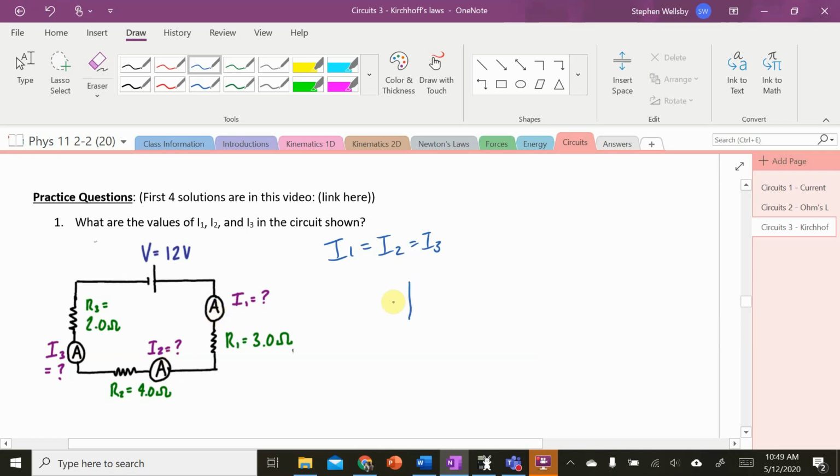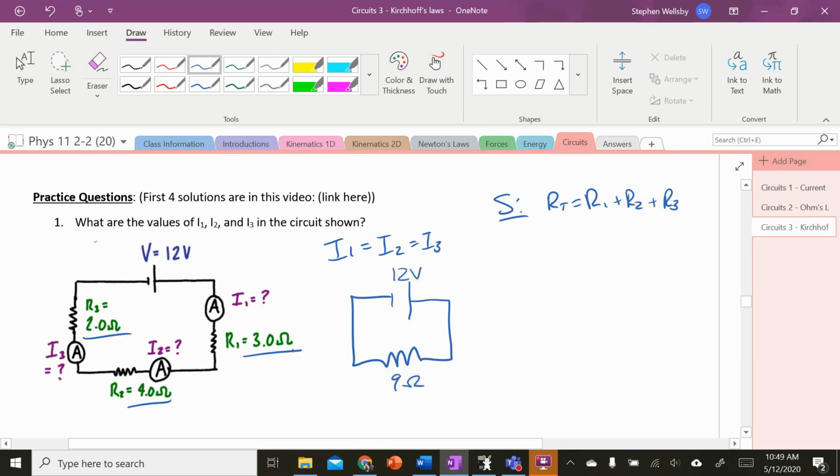Let's redraw this here. I've got a 12-volt battery, and a 3, a 4, and a 2 ohm resistor. For resistors in series, R total equals R1 plus R2 plus R3. In this case, 3 plus 4 plus 2 is 9. So essentially this is the same as a circuit with a 12-volt battery and a 9 ohm resistor. I know V equals I times R. Therefore, I equals V over R equals 12 over 9 equals 1.3 amps. So there's my answer for the first one.